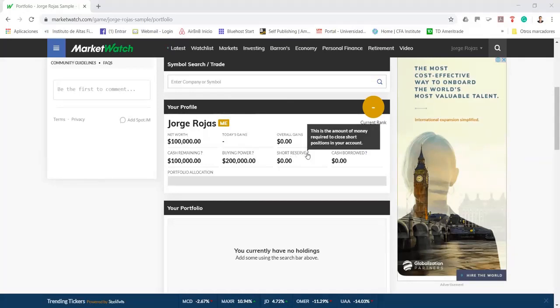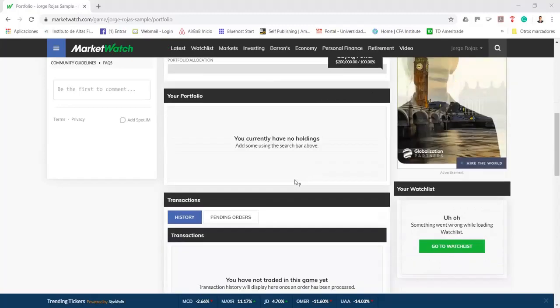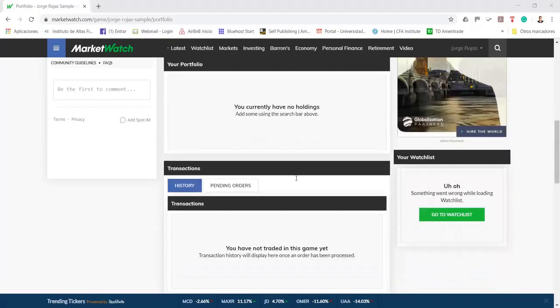If you have taken any short positions, as I explained in the introduction, you will have the amount here that you need to give back at some time. And also, if you have borrowed some money, you will see it here. Over here, you will see the gains for the day, the overall gains since the game started, and the return on those gains.